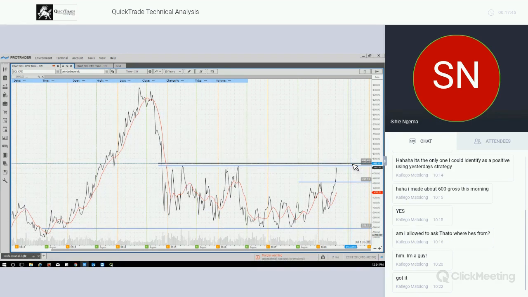If 450 is broken, I'm looking at this next support area around 420, 423. That could be our next support on Sasol. I really think that Sasol is still stuck in that range. So be careful when you want to go into Sasol currently.